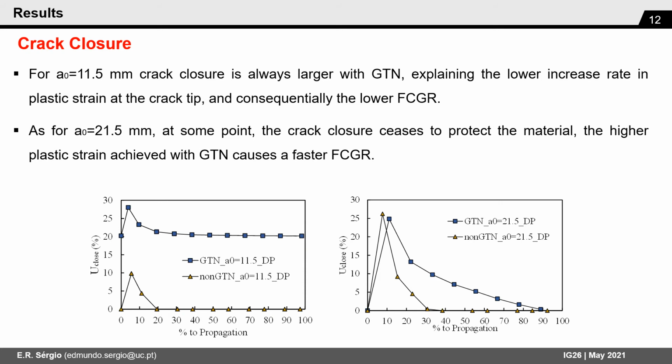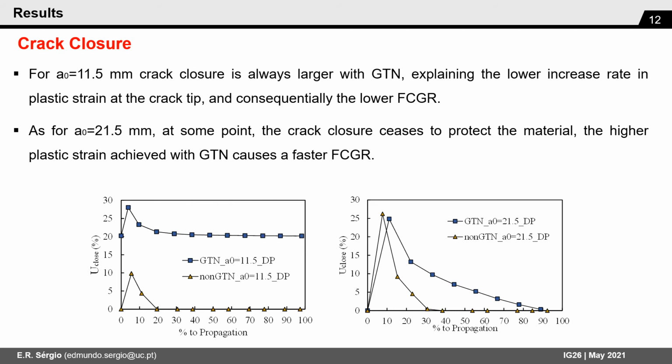Crack closure was analyzed during two entire propagations, the same ones discussed previously. Note that a crack closure level of 20% means that the crack is closed for 20% of the whole cycle. The results are in accordance with the ones referred to on the previous slide. For 11.5 mm, the crack closure suffers an initial peak and stabilizes at about 20% for the model with GTN.